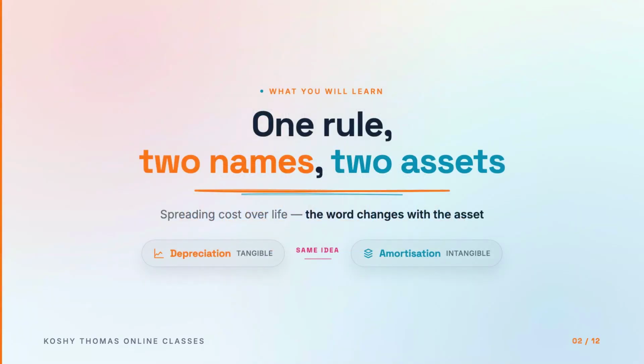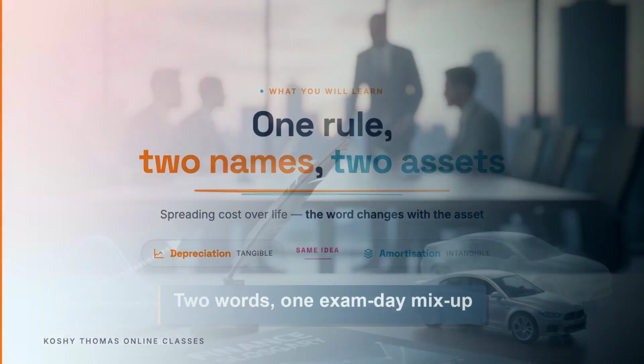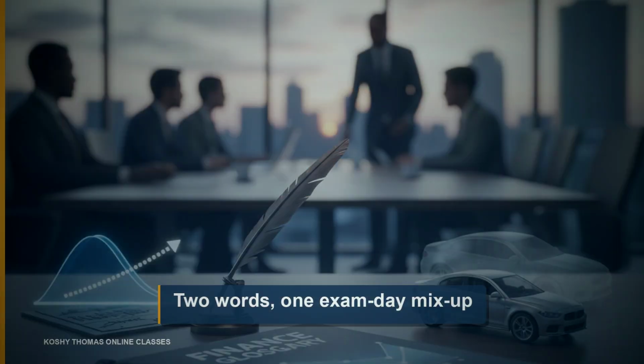Here is the thing. Both words describe the same job. You bought something expensive. It will help you earn money for years. So you spread its cost across those years, instead of dumping it all into 1 month. That is it. The only real difference? What kind of asset you are spreading.